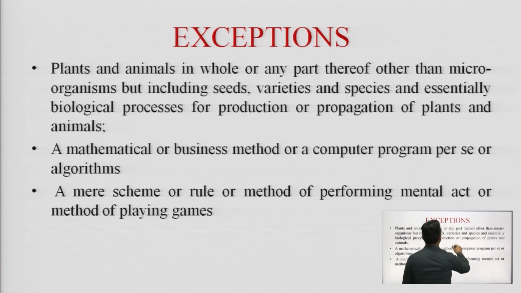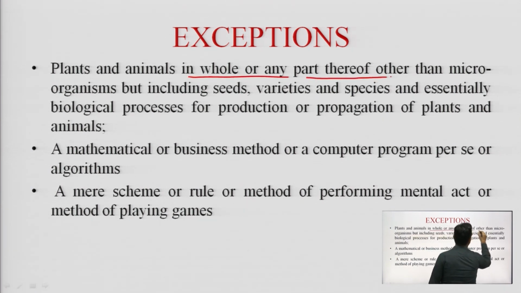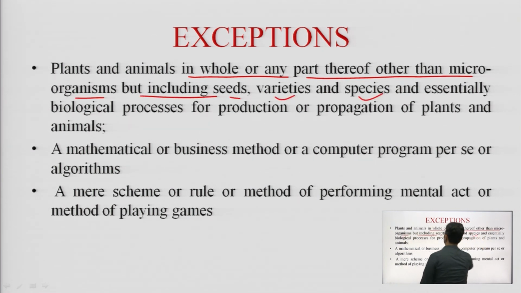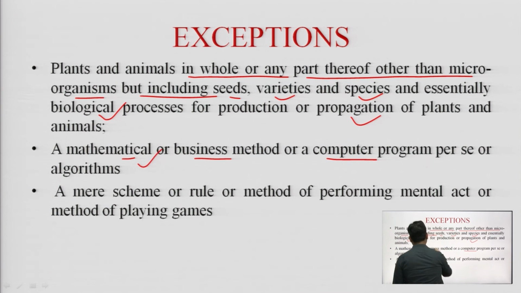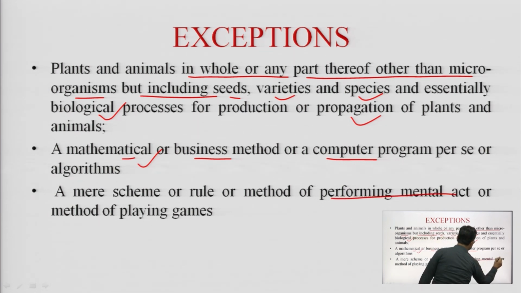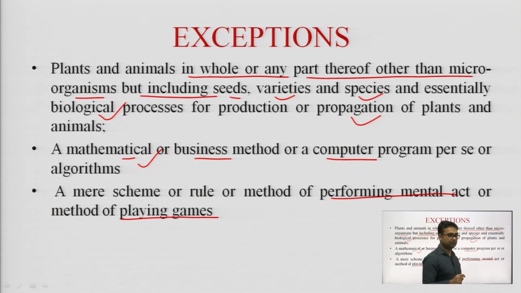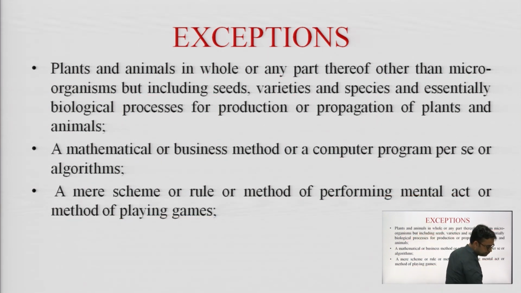Plants and animals in whole or any part thereof, other than microorganisms, but including seeds, varieties, species, and essentially biological processes for production and propagation of plants, cannot be patented. Any mathematical or business methods or computer programming, like an algorithm you have developed, cannot be patented. The mere scheme or rules or method of performing a mental act, any mental act you created, for example a method of playing games. If you have discovered a new game method, that cannot be patented.